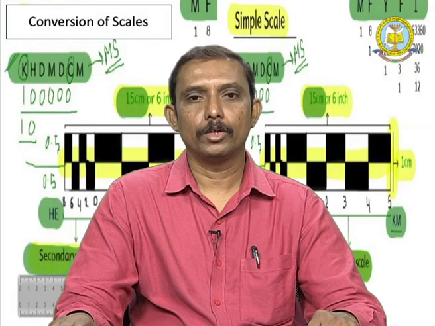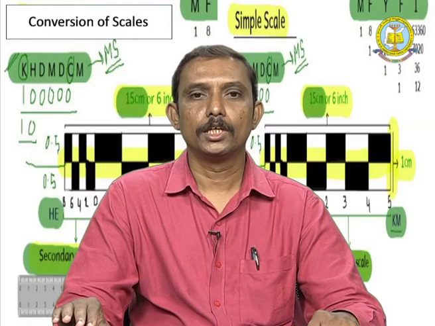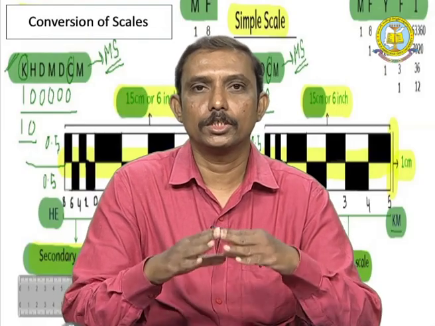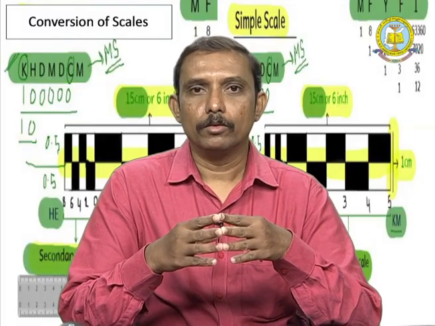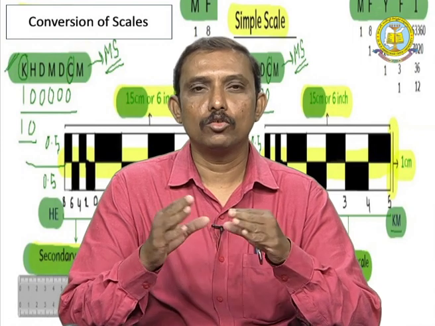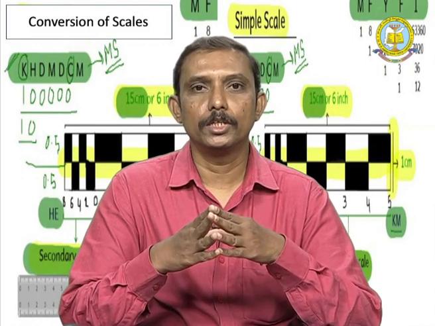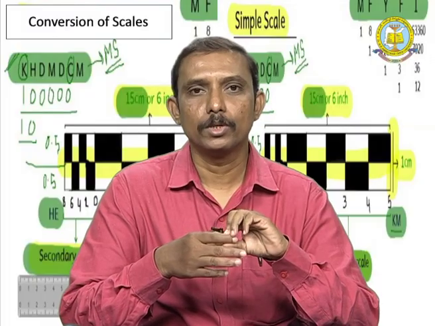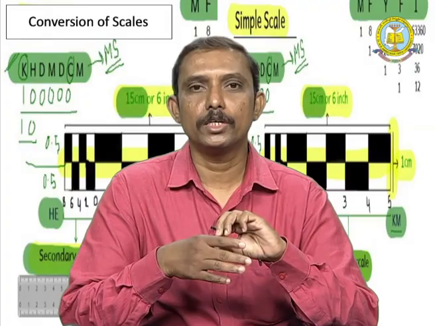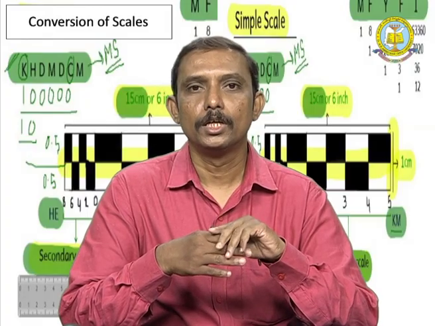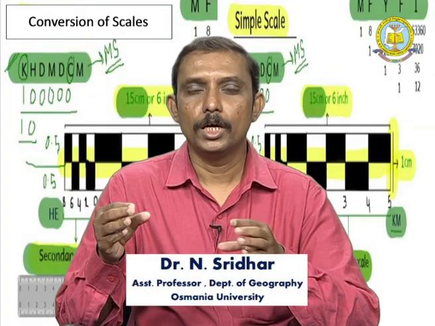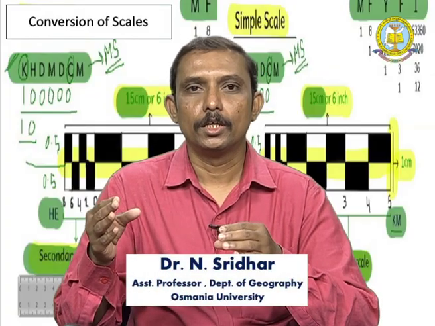Till now in this lecture we have discussed the conversion of scale. We have discussed that in the conversion we are using two methods of linear measurement, that is the English system and the metric system. The English system is in miles and furlongs, and the metric system is in meters and kilometers. We have converted the statement scale into RF scale, and the RF into statement scale.